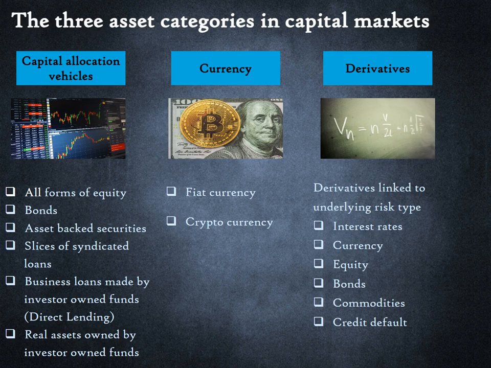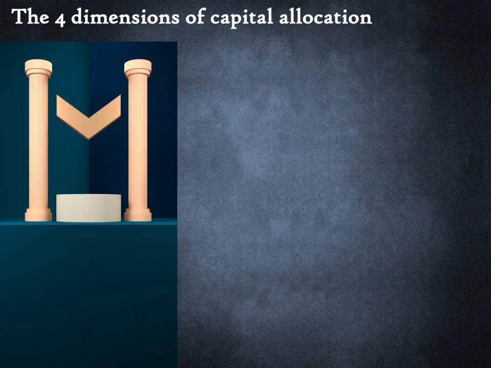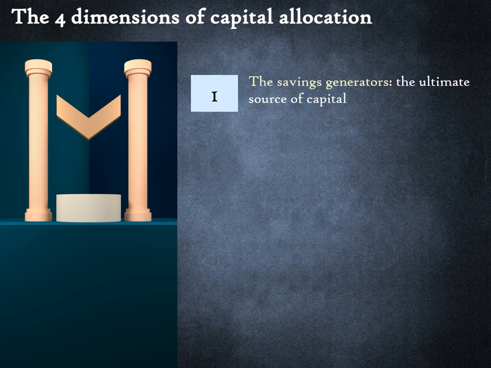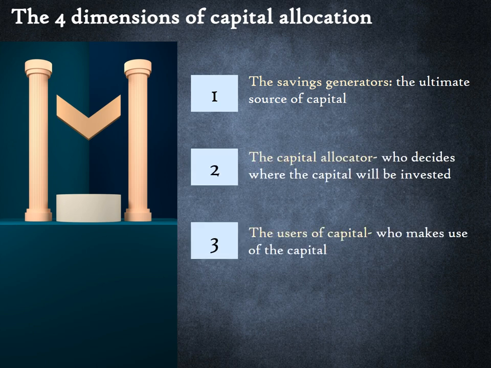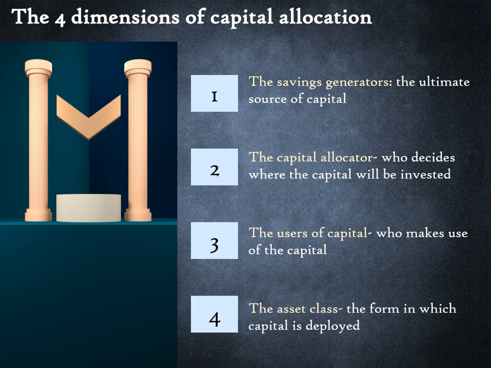In the previous lesson we learnt that the financial assets traded in capital markets are of three types. In this section, we will do a deeper dive on the first category of capital allocation vehicles. Specifically, we will deconstruct the four dimensions of capital allocation. Capital allocation can be understood in four dimensions. The first dimension refers to the entities whose savings are being invested. The second dimension refers to capital allocators making the investment decisions. The third dimension refers to the users of capital. The final dimension is the asset class, the form in which capital is allocated. Next, we'll look at each one.